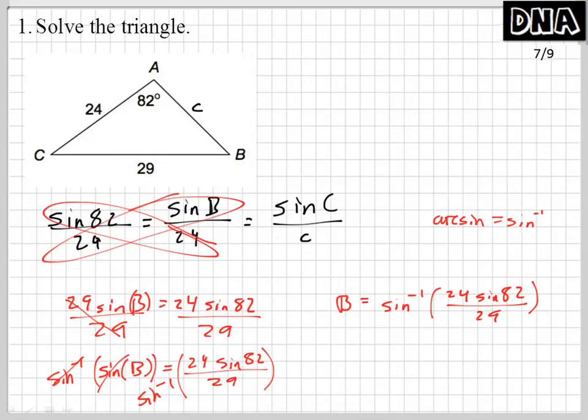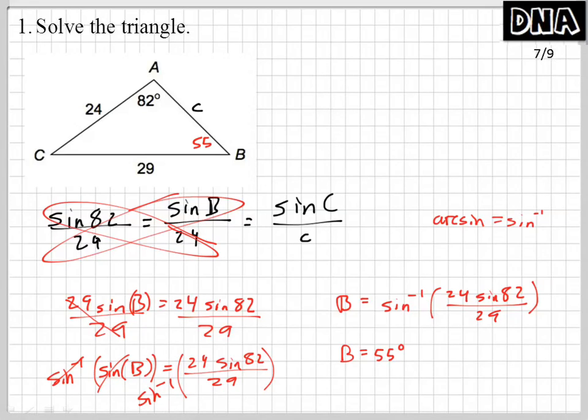Okay, what do you get? What's B? 55. What'd you get? 55? All right, did you round it already? Yeah. Okay, so B is 55 degrees, because it's a capital, it's an angle. So I'm going to come up here and put that in right here.